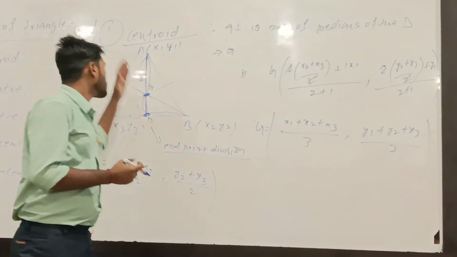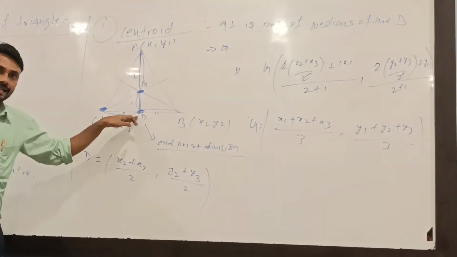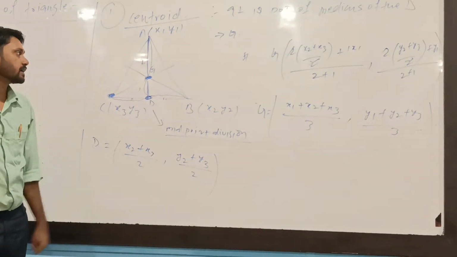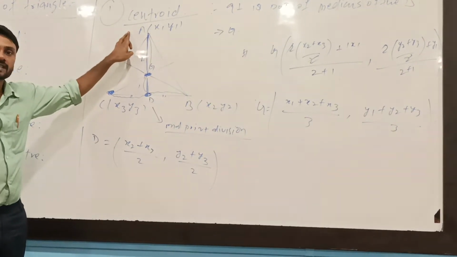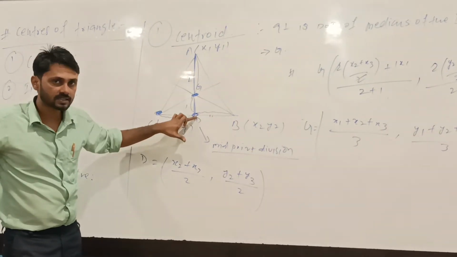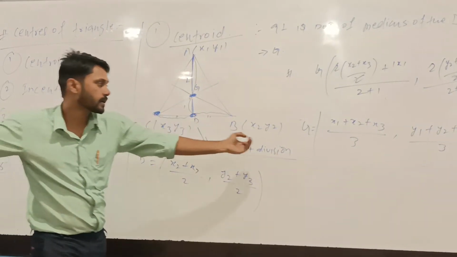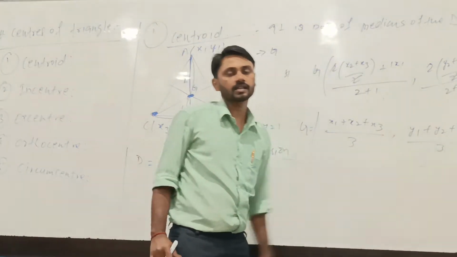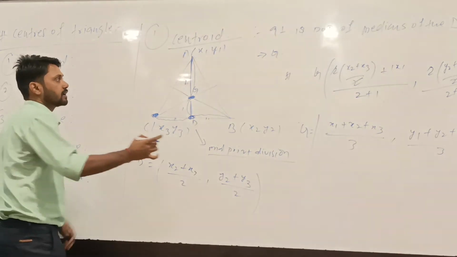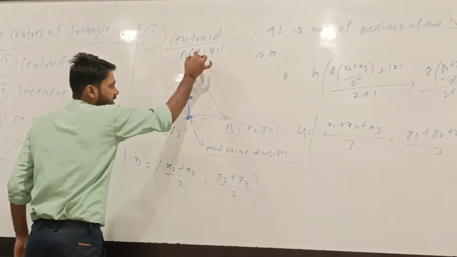You know the median divides the opposite side into two equal halves. Okay. The centroid divides the median in the ratio 2:1. What is the centroid? It is the point of intersection of the medians. I have taken this side and this side and solved, and we got this one as our centroid. Remember one thing, you can also find the centroid by taking this side.